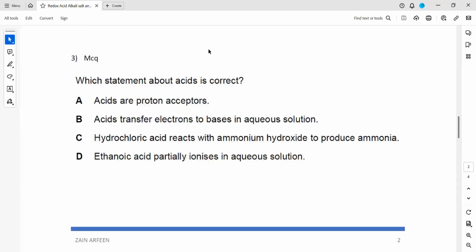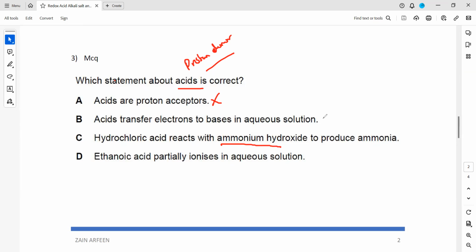Which statement about acids is correct? So what is the definition of acids? Acids are proton donors, meaning any substance which donates a proton we call an acid. So are acids proton acceptors? No. Acids transfer electrons to the base in aqueous solution? Hydrochloric acid reacts with ammonium salts? Hydrochloric acid reacts with ammonium hydroxide to produce ammonia.